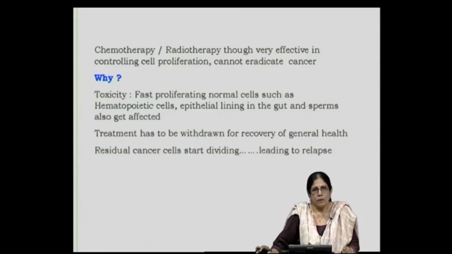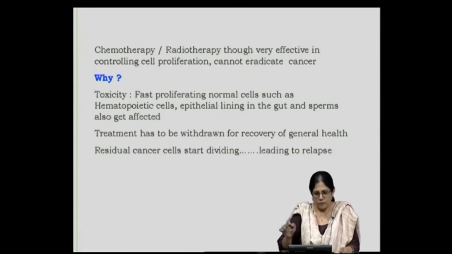Therefore, the normal cells of our body which also undergo fast proliferation get affected, and very seriously. For example, cells of the hematopoietic system, epithelial lining in the gut, as well as sperms.